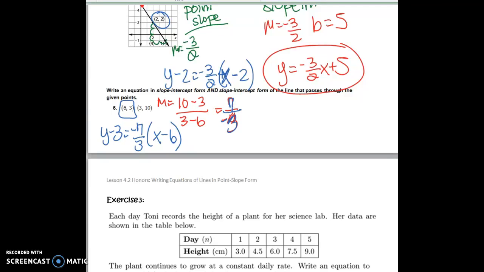Okay, so slope intercept. I'm just going to take this and distribute. So that becomes positive 42/3. Leave it that way. I'm going to add 3. So y equals negative 7/3 x plus 42/3 plus 3. Okay. So that's going to be 42/3 plus 9/3, which is 51/3.